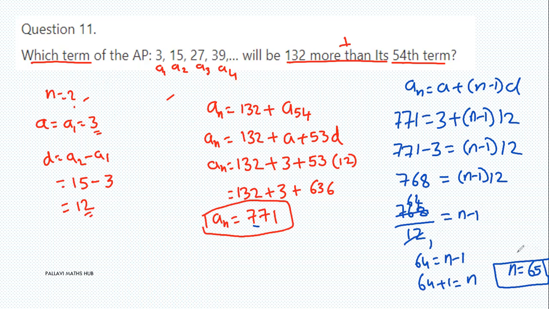I hope you understand this sum very well. Okay, this is important. 132 more than its 54th term means 132 more, it is increasing, so plus A54. Substitute all the values and you will get An. Next, find out the value of n. Okay. Next sum.